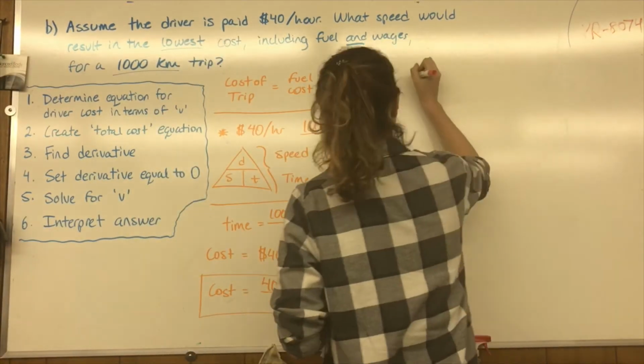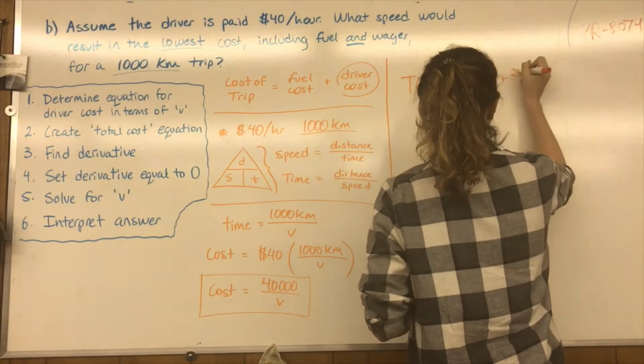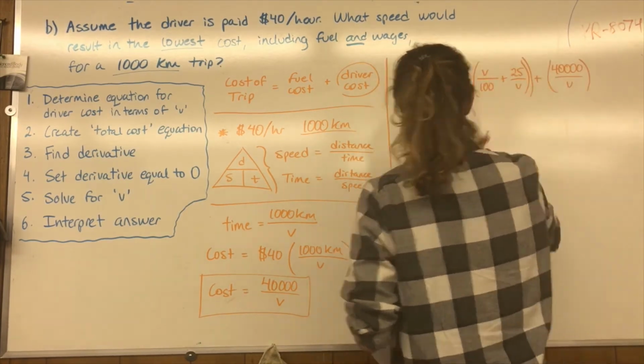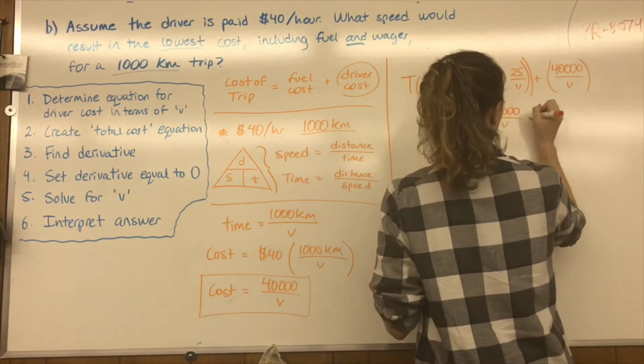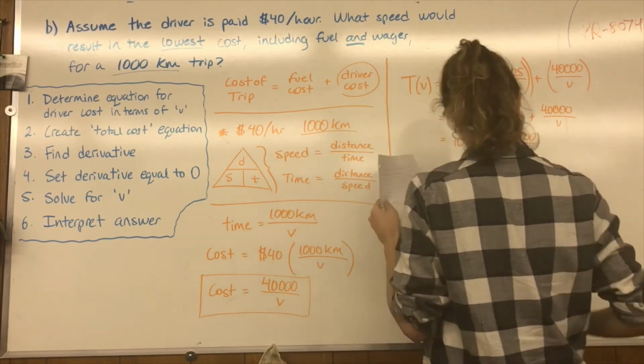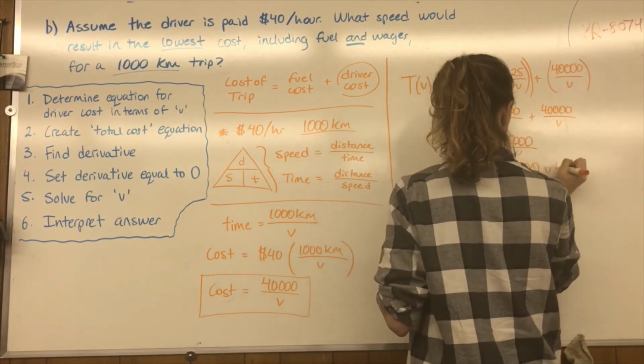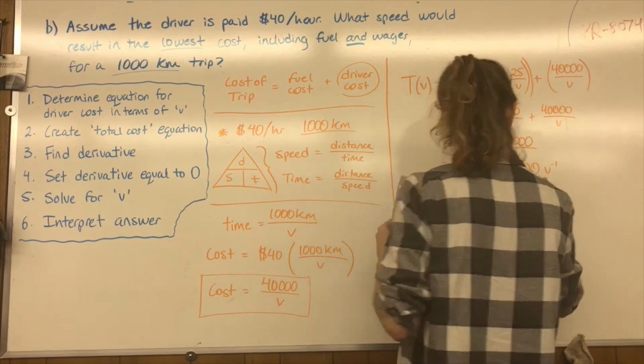Now for the total cost equation, which I will write as T(v). We take the fuel cost, which is the original equation, and multiply it by 1,000 kilometers, since that's the distance we're traveling. And then you add the cost of the driver. After simplifying it into a nice form, we must differentiate the equation using the sum/difference rule and the power rule.